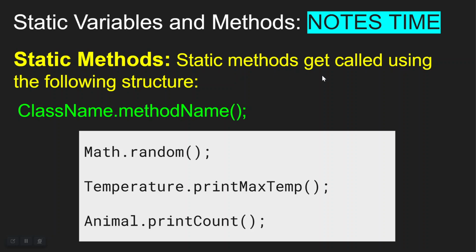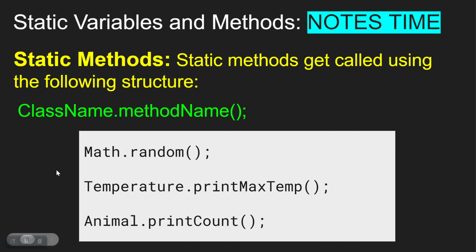So static methods get called using the following structure. You've got the class name and then the method name. So Math.random, of course, is a static method. Temperature.printMaxTemp is a static method. And then Animal.printCount is also a static method because you can see the class names right here as indicated by the capital letters.